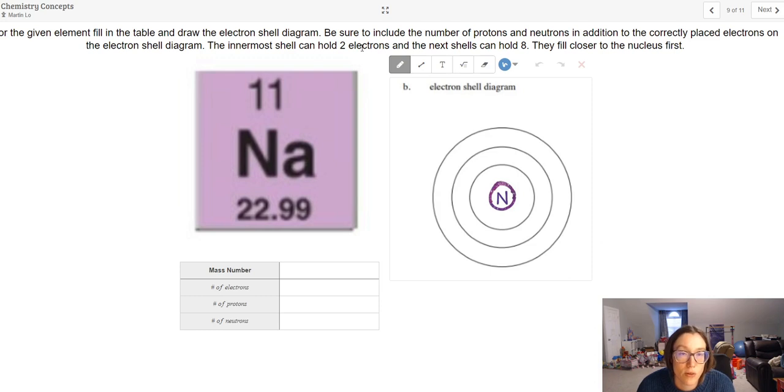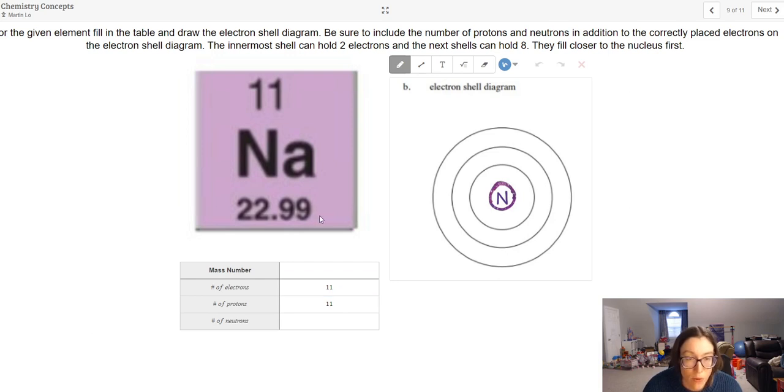The innermost shell can hold 2 electrons and the next shell can hold 8. They fill closer to the nucleus first. So this is sodium. The atomic number is 11, so we know that's the number of protons. We're going to assume it's a neutral atom at the start, so it must have an equal number of protons and electrons.